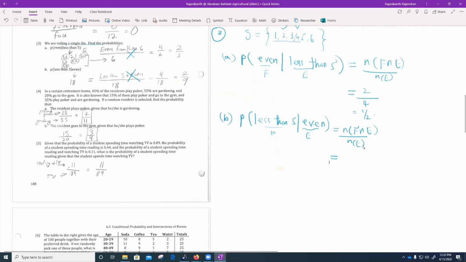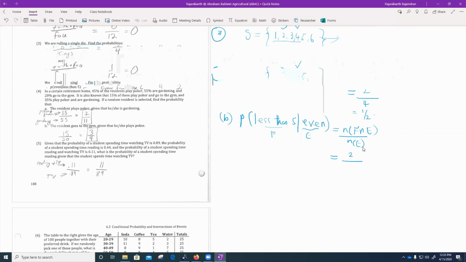Okay, so let's find first the numerator, the number of outcomes which are less than 5 and even. Of course, there are 2 of them, but the denominator is n(E), the number of outcomes when you are choosing an even number. How many even numbers are there in my sample space? 1, 2, 3. There are 3 even numbers. Therefore, n(E) is 3. So the probability of choosing a number less than 5 given that it is even is two-thirds.